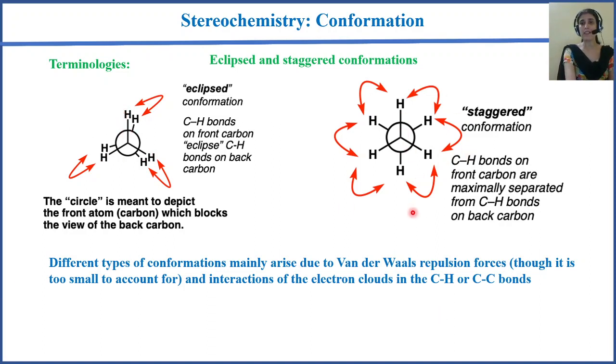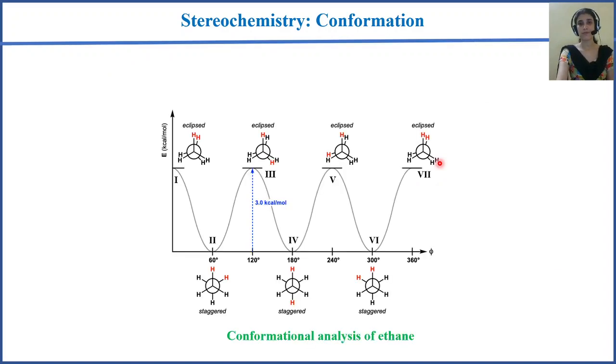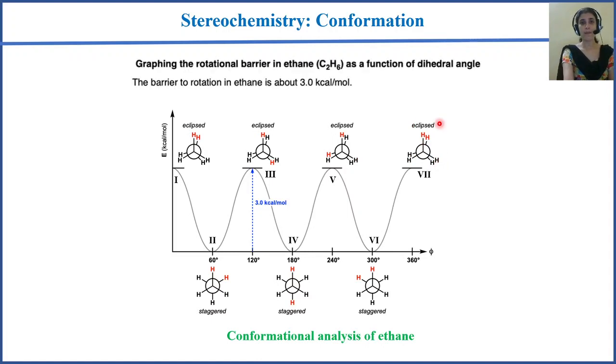The maximal separation is here. So this is least energy content, and this is a staggered conformation. And according to the previous slide, since this is the least energy content conformation, this is a conformer in case of ethane. Now, energy profile, graphing the rotational barrier in ethane as a function of dihedral angle. The barrier to rotation in ethane is about 3.0 kilocalorie per mole.